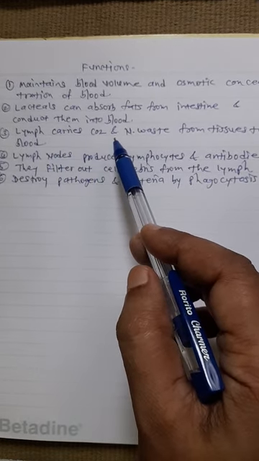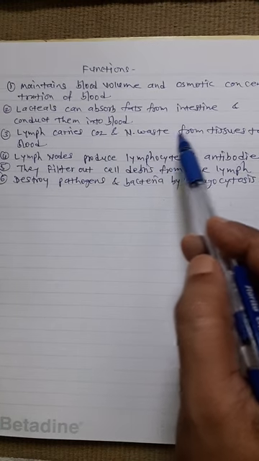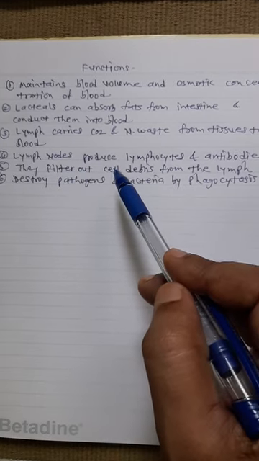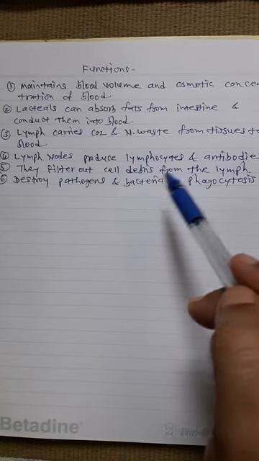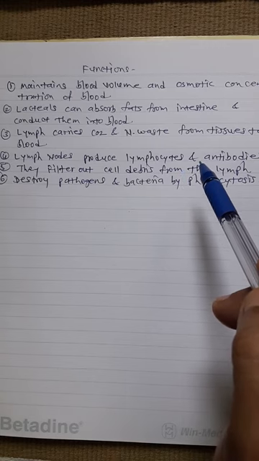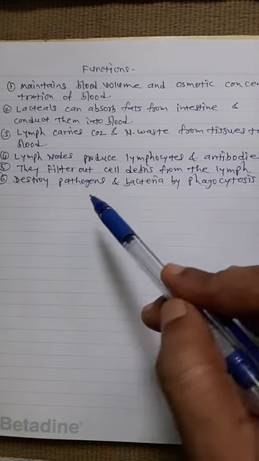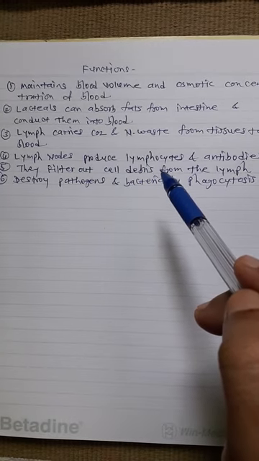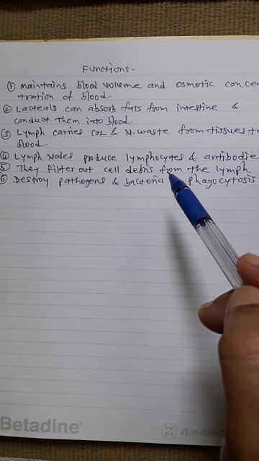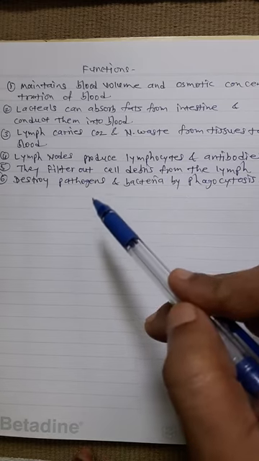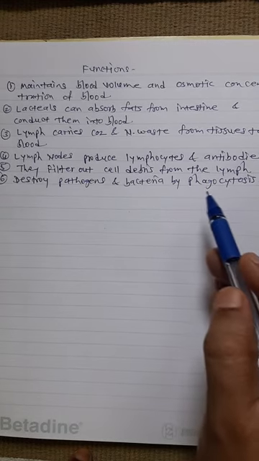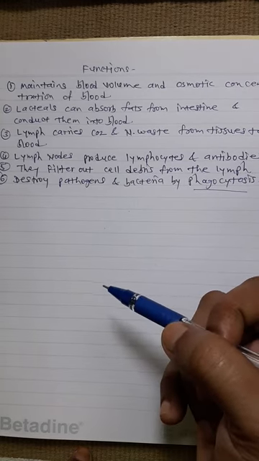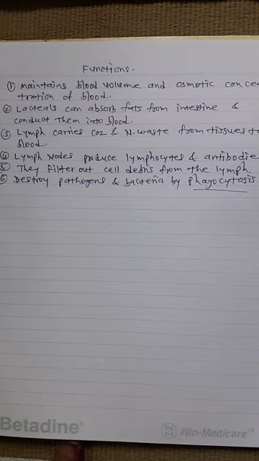Lymph carries carbon dioxide and nitrogenous waste from tissues to the blood. Lymph nodes produce lymphocytes and antibodies. So lymphocytes as well as antibodies are produced with the help of the lymphatic system. They filter out cell debris from the lymph. That is, as we discussed just now, macrophages act as scavengers, and they destroy pathogenic bacteria by phagocytosis. Phagocytosis means they engulf or eat the bacteria. So this is about the functions of the lymphatic system.